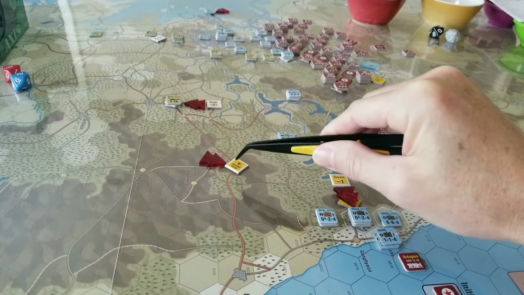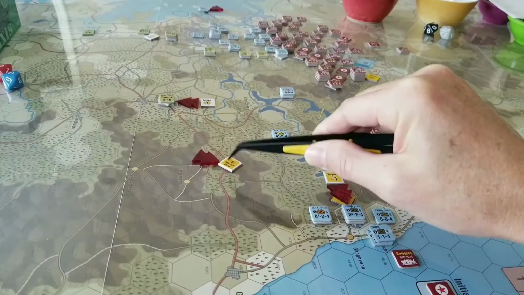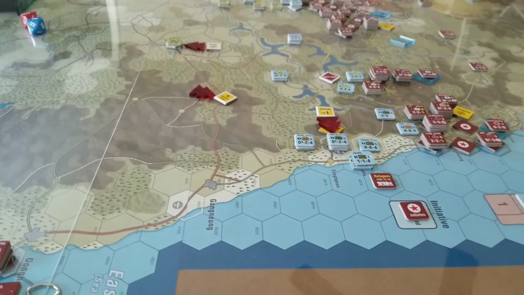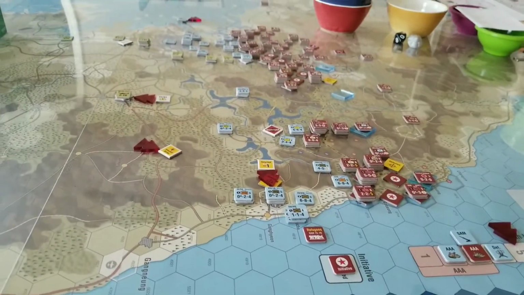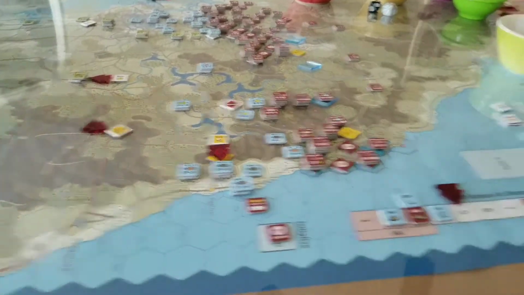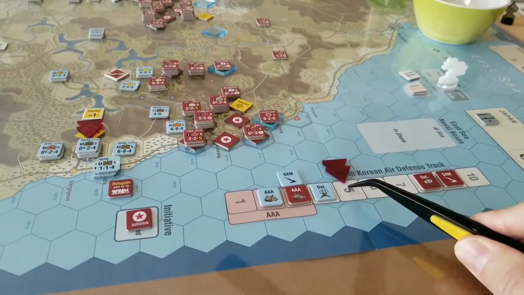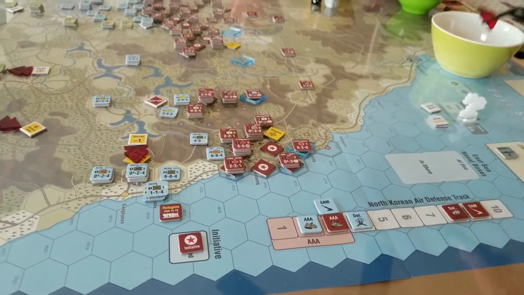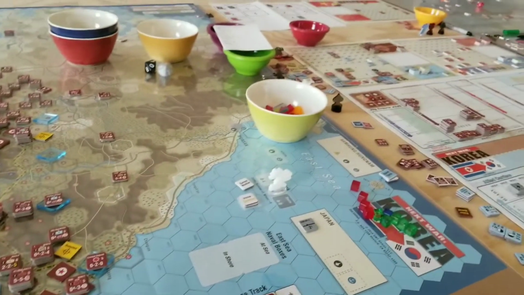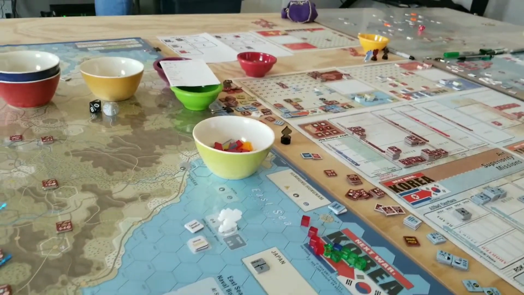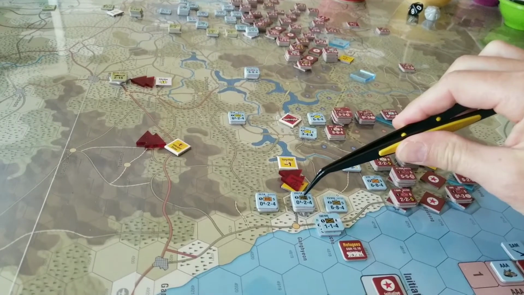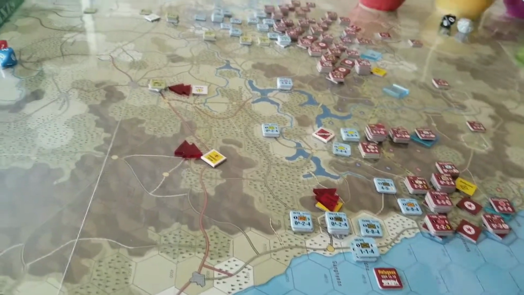The DPRK has decided to interdict that with their special forces raid. So I just wrapped up the special forces phase. So we hit the detection track successfully. I think we lost, I want to say we lost 1 special forces unit total. Tried to target that headquarters but was unsuccessful.